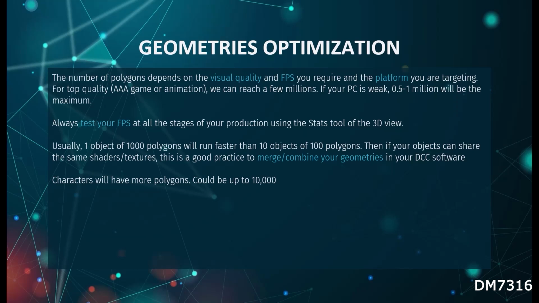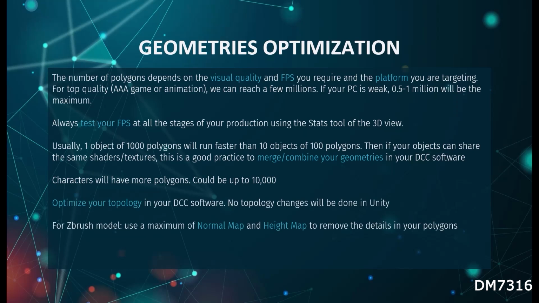Number of polygons for a character, I think it could be up to 10K. No problem now with this strong software. Even in VR, we reach a good FPS with characters who have almost 10K. And as I told you, optimize your topology. If you work with ZBrush, use a maximum of normal mapping or height mapping. So you try to have a geometry with a minimum of polygons, and then you have a maximum of details in your normal map or height map.